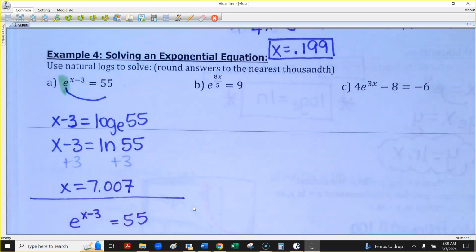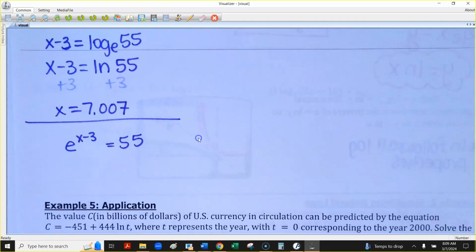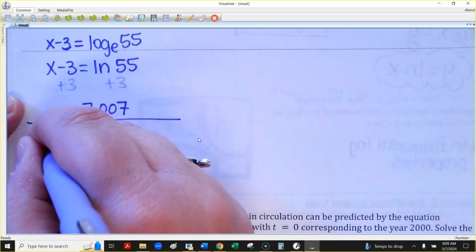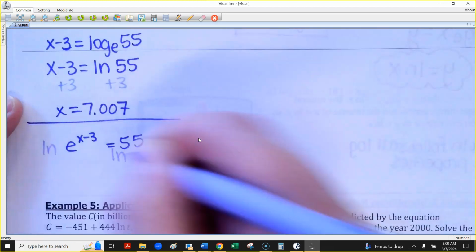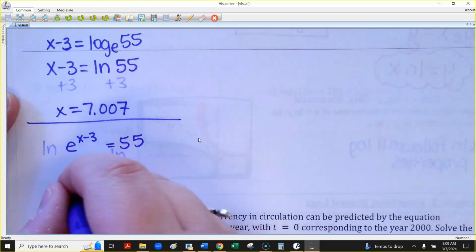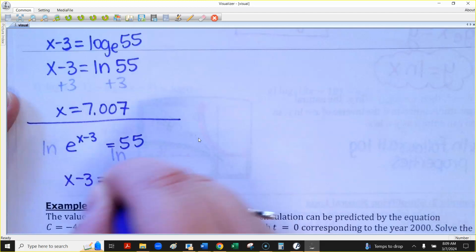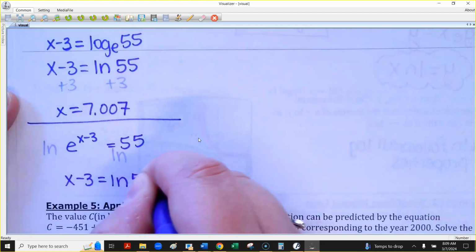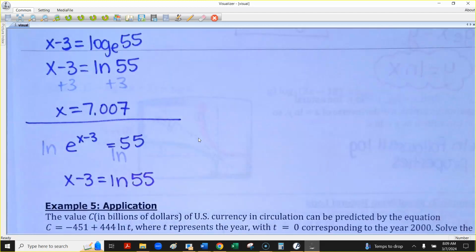Okay, now, the other option for doing that, if you have e to the x minus 3 equals 55, if you want to remember that e is going to get canceled out by a natural log instead of a regular log, what you do, you would just take the natural log of both sides. All right, when I would do that using the power rule, that x minus 3 would just come down in front, and then the other side would just be natural log of 55. So it's totally up to you.